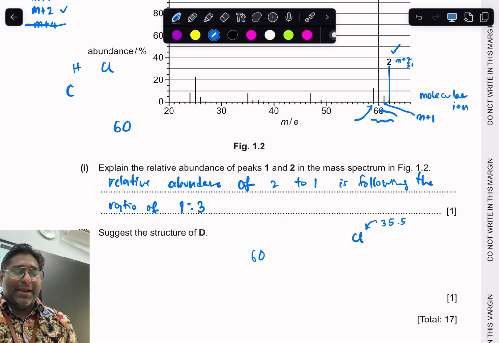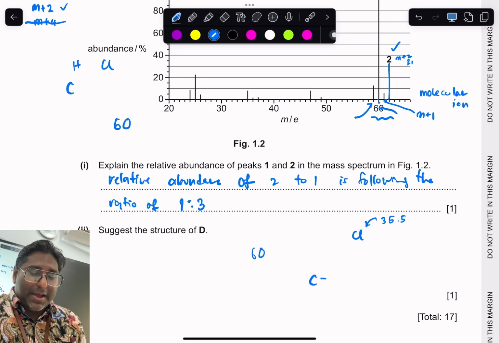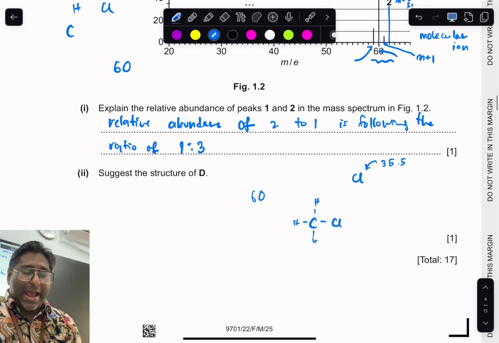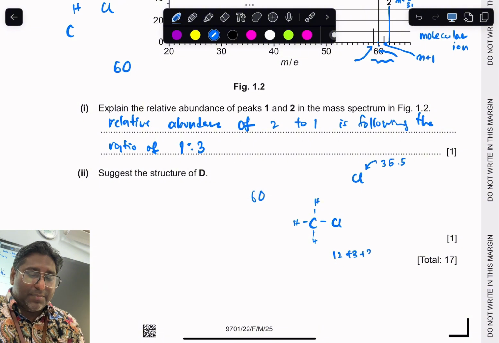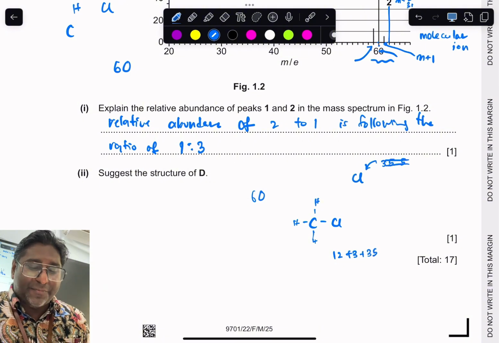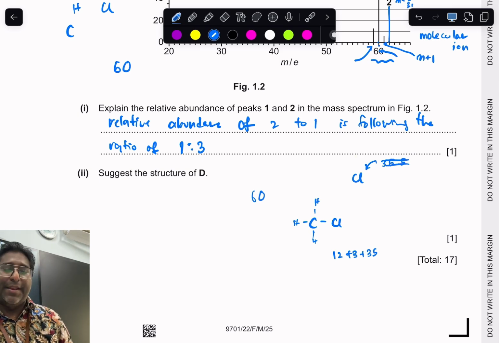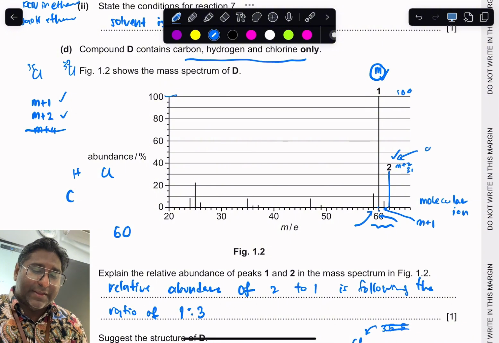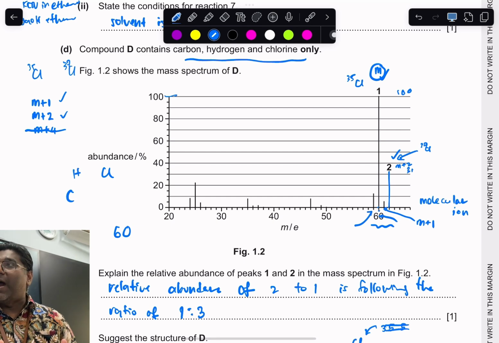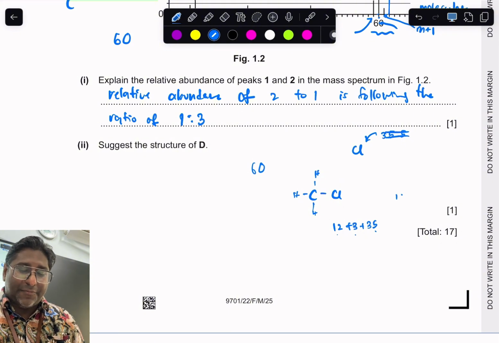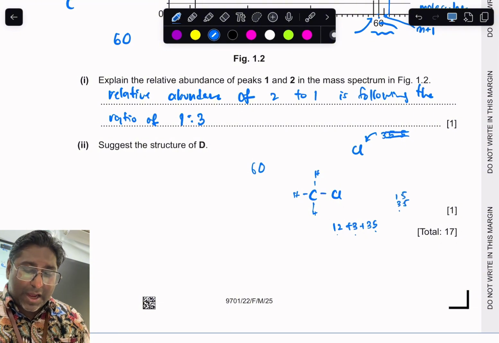If I have only one carbon, Cl, and then hydrogen, because they say hydrogen and carbon only, I will have 12 plus 3 plus 35.5, sorry, we will follow 35, chlorine 35. Chlorine 37 would be involved in this one, and chlorine 35 in this one. So if we follow chlorine 35, this should be 12 plus 3 plus 35, which is 15 plus 35. That's going to be 50.